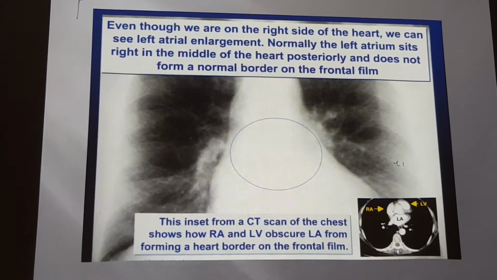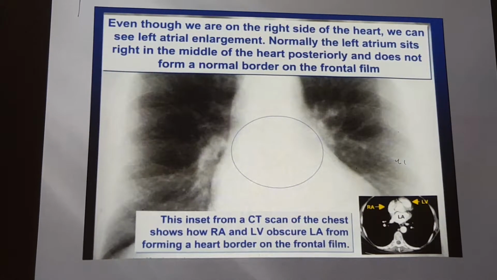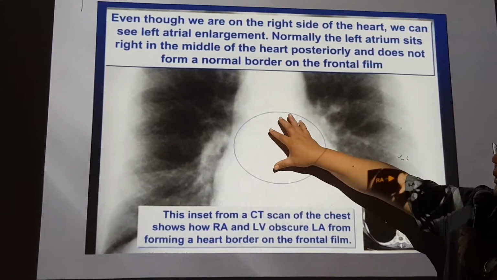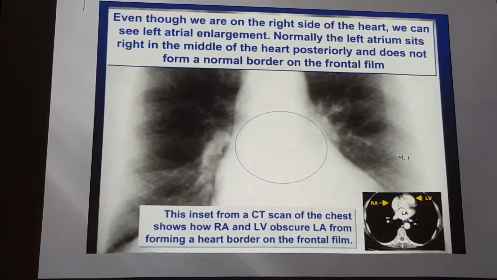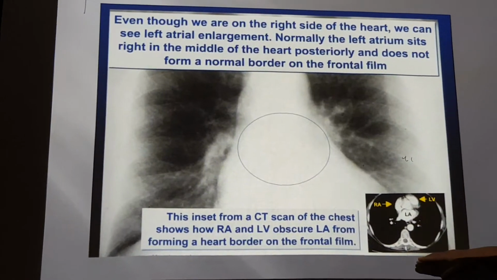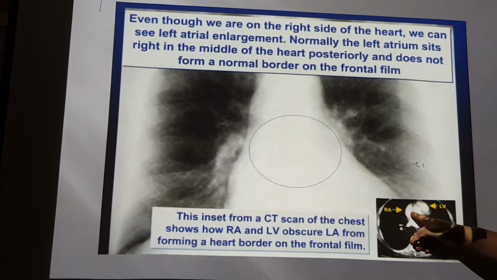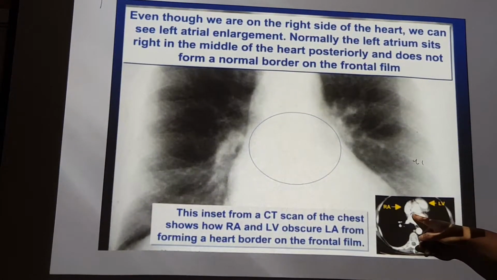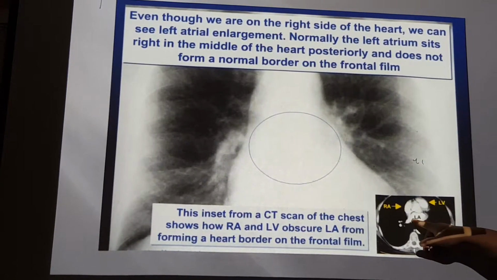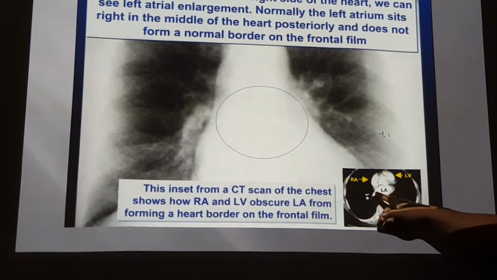Normally the left atrium sits right in the middle of the heart posteriorly and does not form a normal border on the frontal projection. So this is actually the area of your left atrium. This on CT scan, diba? Anterior, posterior, right side of the patient, left side of the patient. That's your right ventricle, left atrium. Normally your left atrium does not form a border. It will form a border when it exceeds the border of your right atrium.